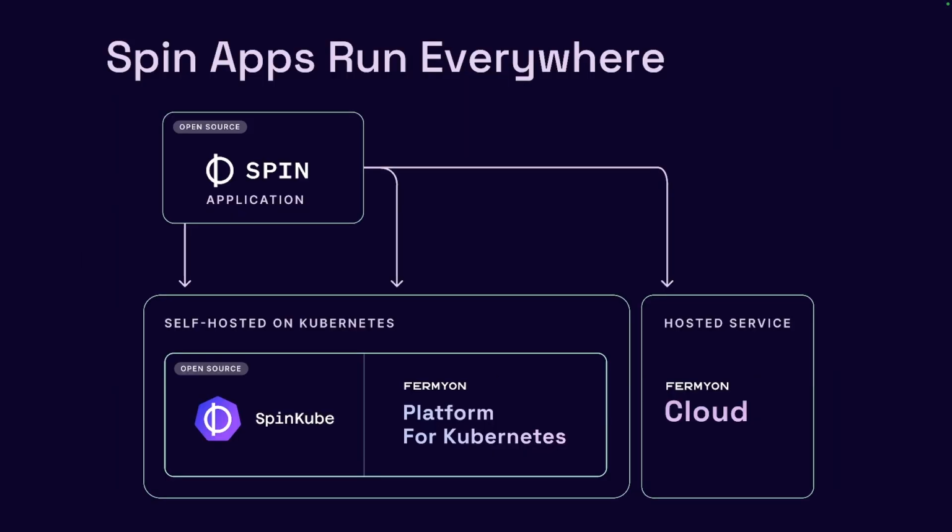You can run Spin apps everywhere. You can run them locally, in our hosted service Fermyon Cloud, or on top of Kubernetes using either open source SpinKube or Fermyon Platform for Kubernetes. And that's what we will dive into now.